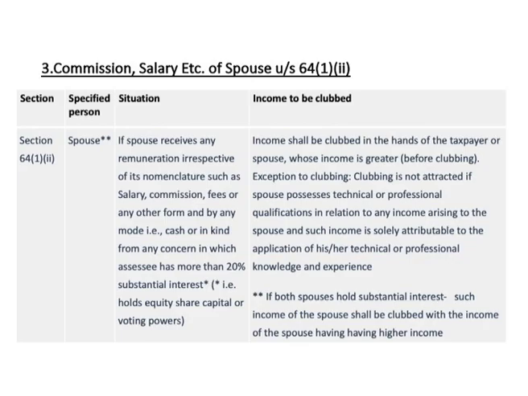So, the specified person here is with regard to the spouse. Spouse includes both wife and husband; the term can be used interchangeably for both. If a spouse receives any remuneration irrespective of its nomenclature, such as salary, commission, fees or any other form, and by any mode, cash or in kind, from any concern in which the individual has more than 20% substantial interest.